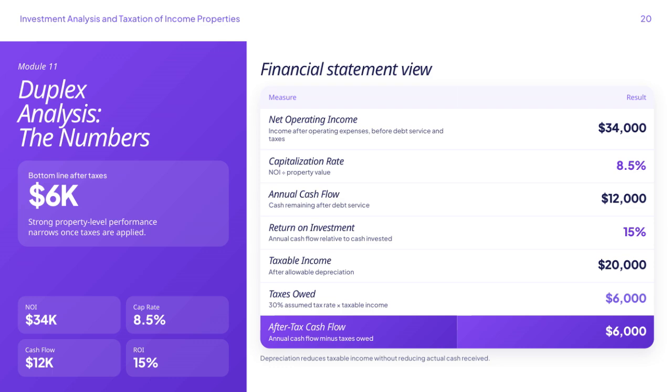However, things change once we consider taxes. With depreciation factored in, taxable income is reduced to $20,000, and applying an assumed 30% tax rate means the taxes owed amount to $6,000. That leaves the after-tax cash flow at $6,000, cutting the cash actually available nearly in half. This shows how depreciation can lower taxable income and help preserve cash flow, even though it doesn't reduce the actual cash received. Ultimately, while the property performs well at the operating level, the impact of taxes significantly narrows the net returns. Understanding these nuances is crucial for accurate investment analysis and planning.